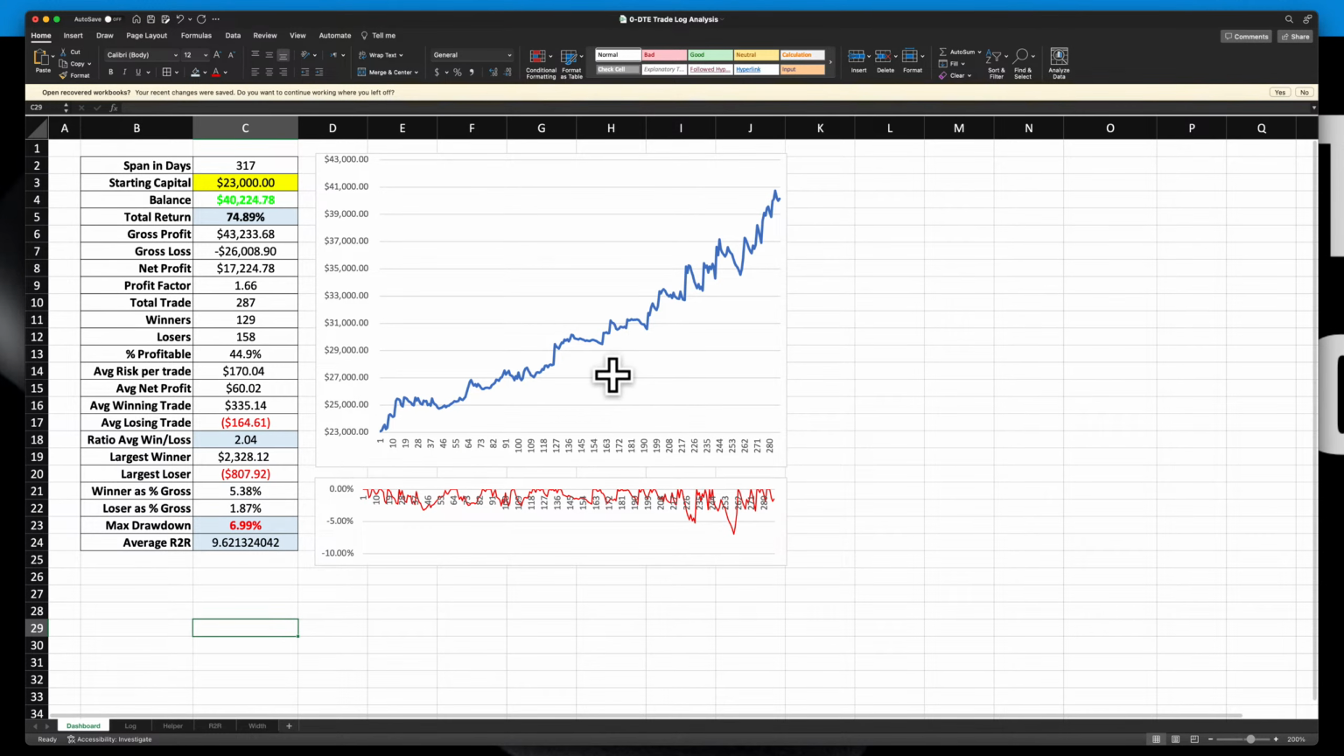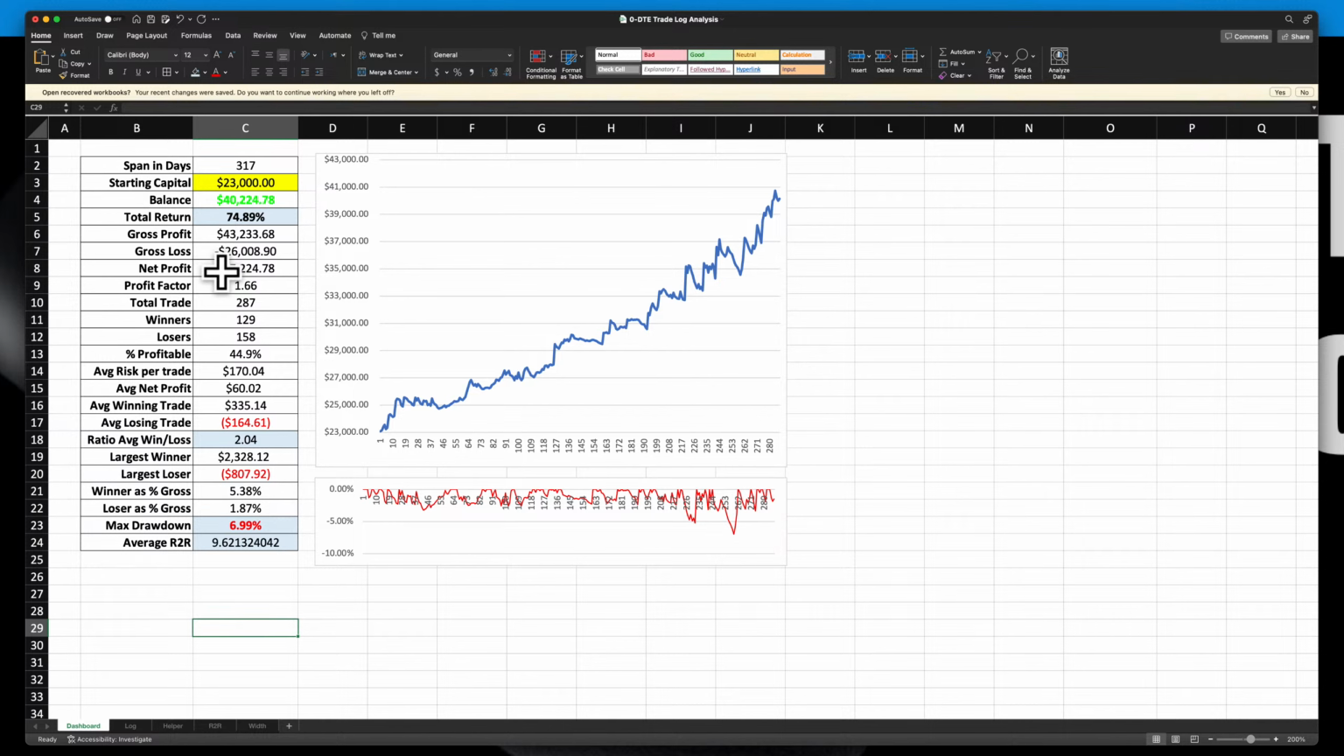All right. So this is the summary of all of the data, and you'll see it's a good equity curve. There's a little bit of volatility in it, but not much. The starting capital was $23,000. Currently, we're at $40,224. About a 75% return so far in about 10 and a half months.